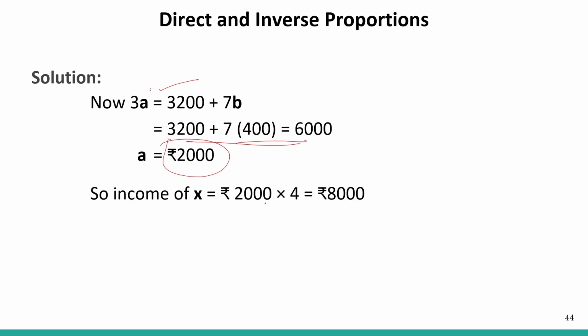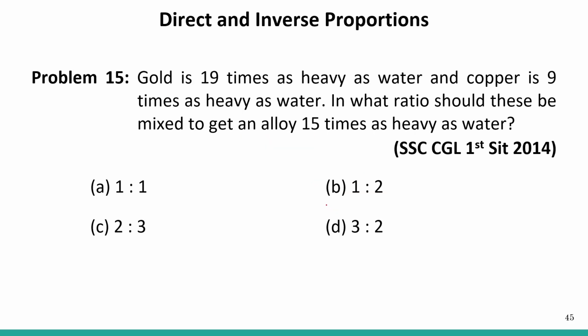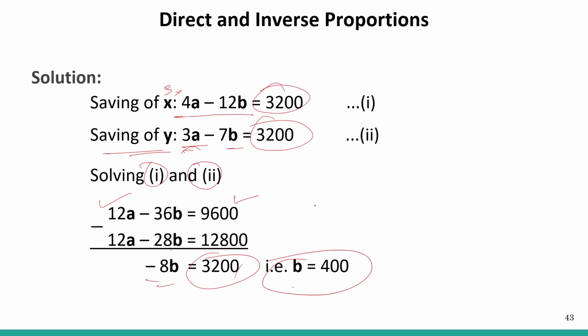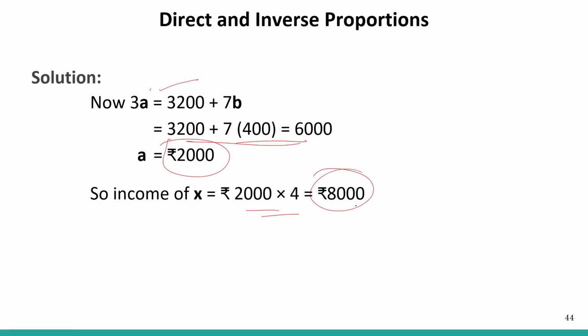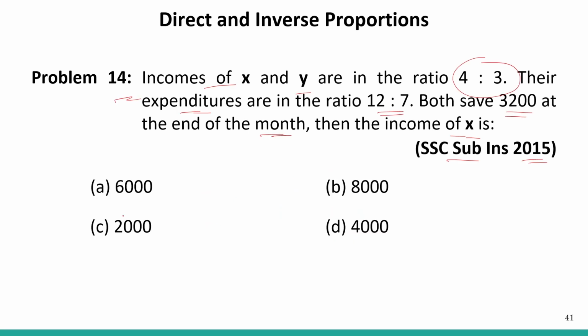Okay, so income of x will be what? 2,000 into 4, because it is 4a, right? So it will be 8,000 rupees. So 8,000 rupees is the income of x. Okay, so how much will be the income of y? It will be 3a minus 7b. You can also calculate that. So it will be 8,000. So this is the correct answer. These are all wrong answers.